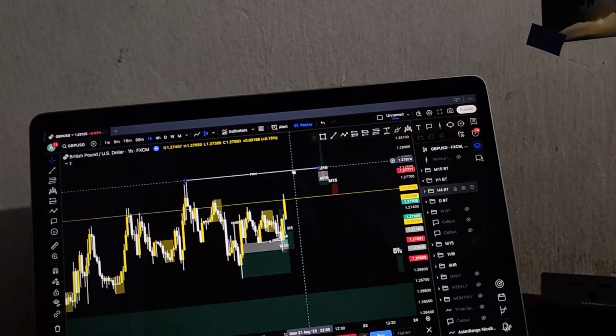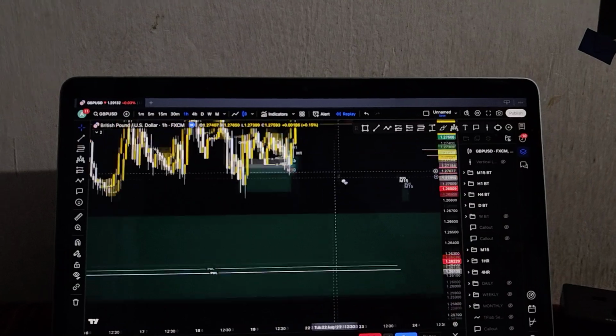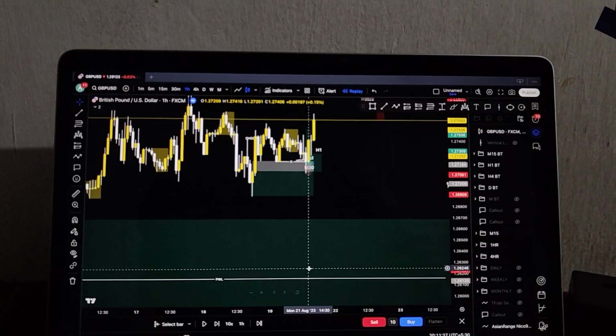And this was the previous week high, that was the previous week low, and if our bias is bearish on the weekly, our target is that one.